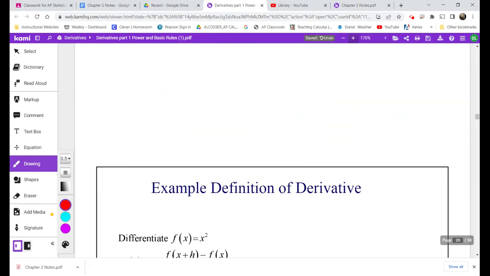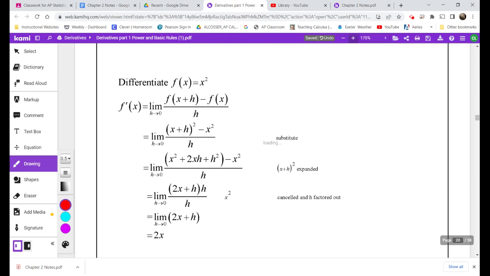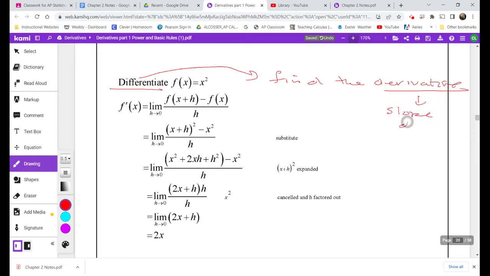So let's look at this one right here. This is the one we did in class together, and that's why I chose x squared. Differentiate means find the derivative. Now the derivative is, remember, the slope of the tangent line.